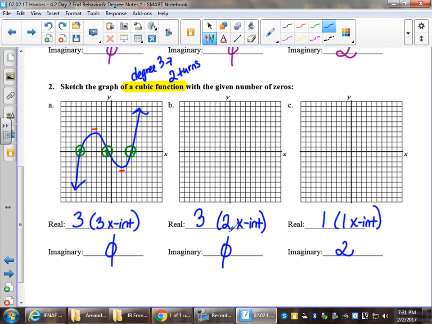Now for example B here, we're going to have a situation where there's 3 real zeros, but only 2 x-intercepts, which means one of them repeats. So let's see what that will look like. 1, it touches, it does not cross. 2. Here's 1, 2. And I still have 2 turns. 1 turn, second turn.